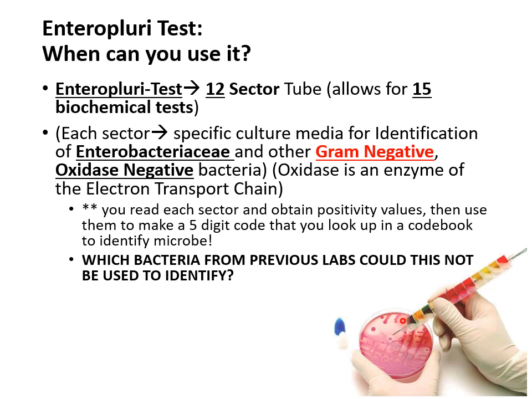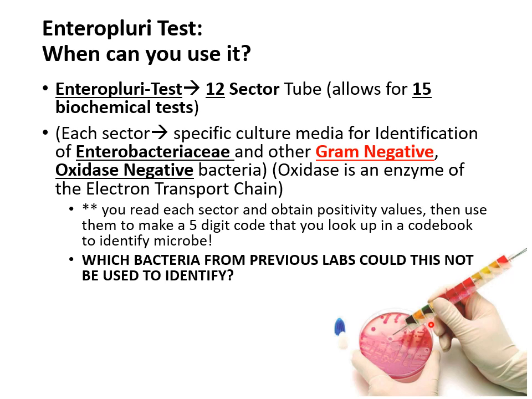So the Enteropluri test is this tube that you see in the corner of the slide, and it has 12 different sectors, each with a different media, so different agar. Kind of picture in lab when you've worked with agar plates, picture 12 of those agar plates lined up in one tube. Now, interestingly, even though there are 12 sections, it actually does 15 individual biochemical tests for you because some of these sections do more than one test for you.